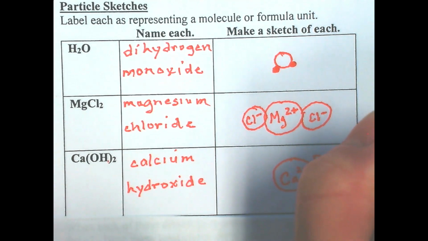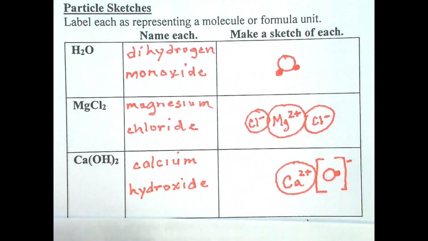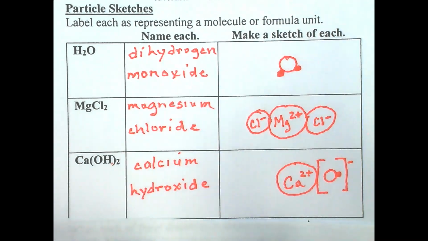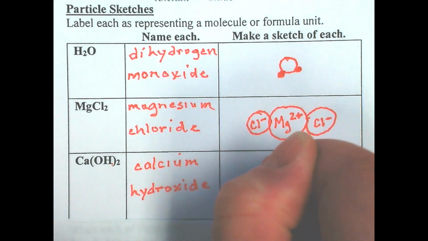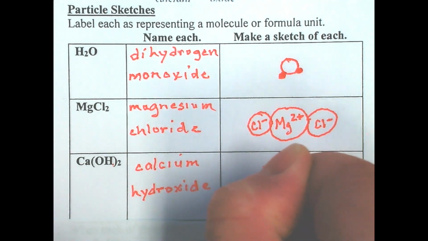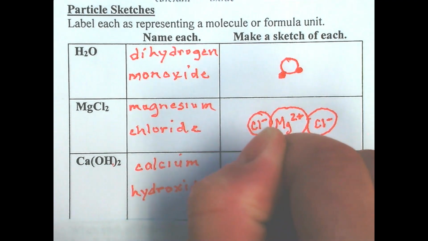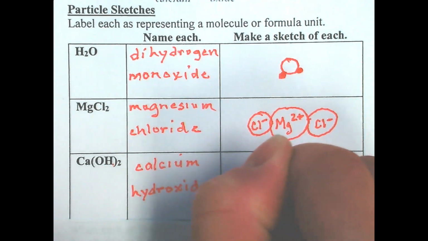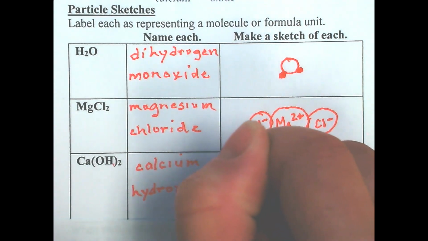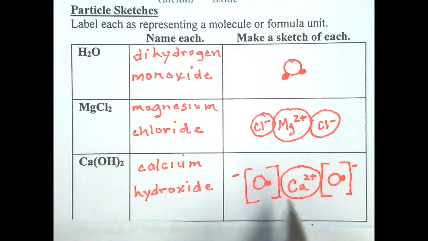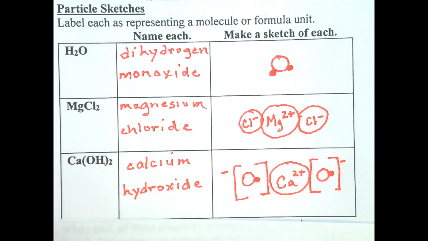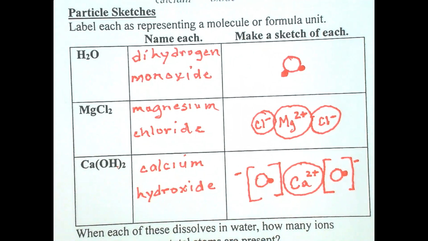So you can either put that inside or outside. I'm going to put mine out here. Now this little 2 right there tells me I have 2 of those. So I need to put another one over here. And my oxygen, and there's my little hydrogen. And I need to put my charge on the outside. So I have 2 -1 charges and 1 +2 charge. And that's going to be what it looks like.